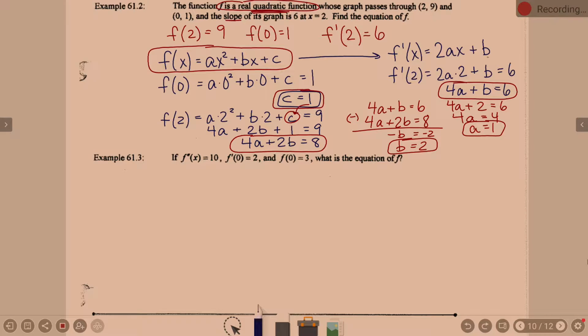Remember, my equation was f of x equals ax squared plus bx plus c. We have since found A, B, and C. So f of x equals 1x squared plus 2x plus 1. We all find our A and B somehow or another there, whether you followed my route or went a different route.